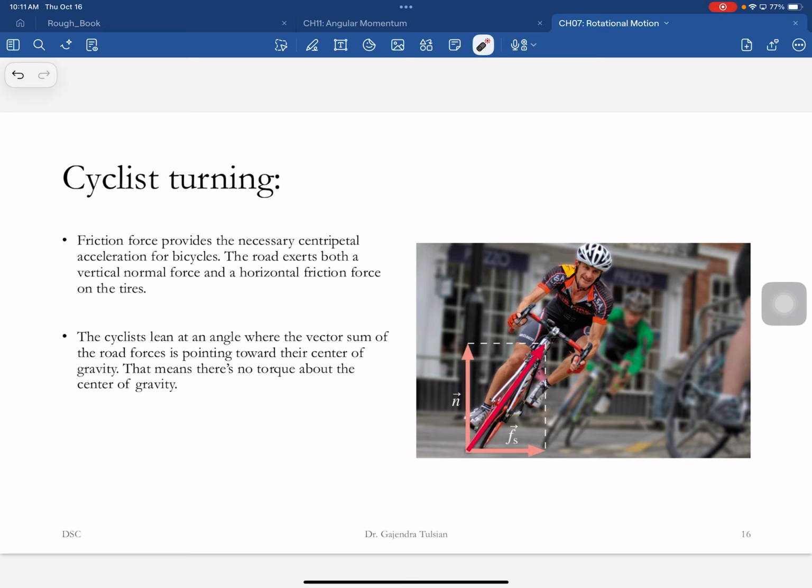All right. You've all experienced this. When you make a turn, you lean into the turn. Without leaning into the turn, you couldn't make the turn. So you can't make a turn going straight up. And as you lean in, your tire wants to slip, and it's the static friction force that's providing the centripetal force.